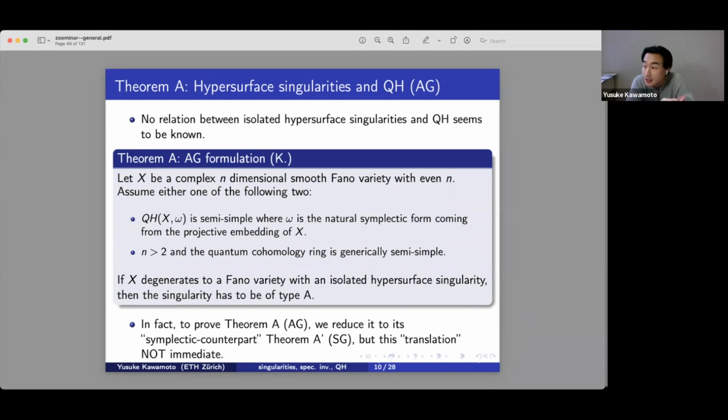Like the del Pezzo surface, probably in the high blow-ups, is such an example. But you said that there are counterexamples in that case. Sure. In that case, there's a DE configuration. So I don't have any result relating the structure of the quantum cohomology beyond semi-simplicity and the existence of a configuration, but yeah, I don't know.